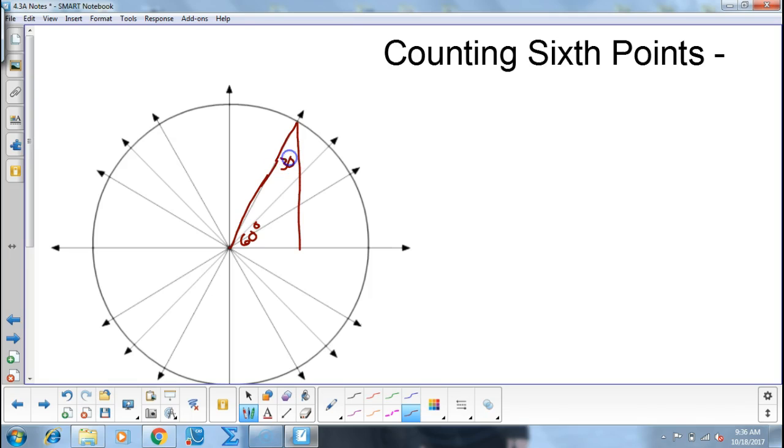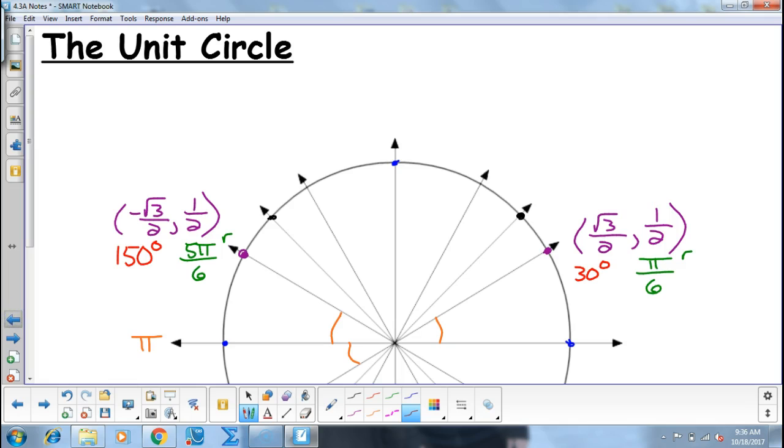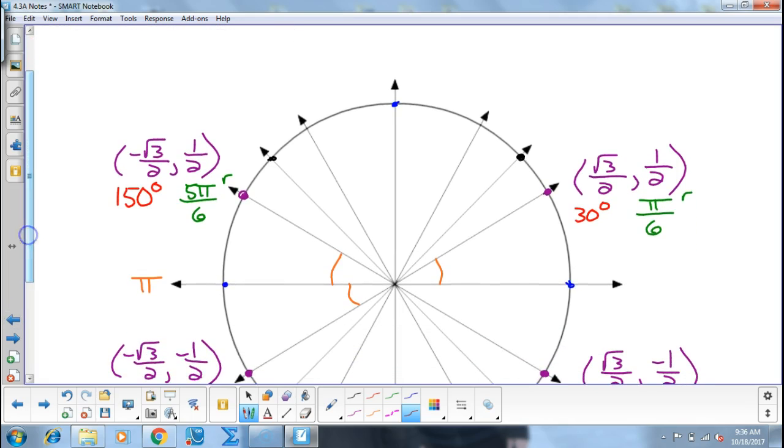Which makes this a 30-degree angle. There's my right angle. I still have a hypotenuse of 1, correct? Which means now this is going to be my side length, that's 1/2. And this is going to be my side length, which is the square root of 3 over 2. Correct? So all that math was the same from that. Let's fill those points in now.